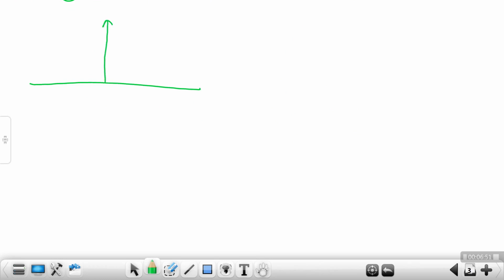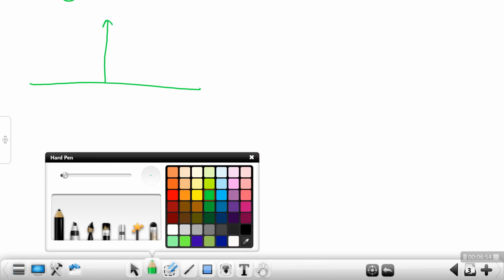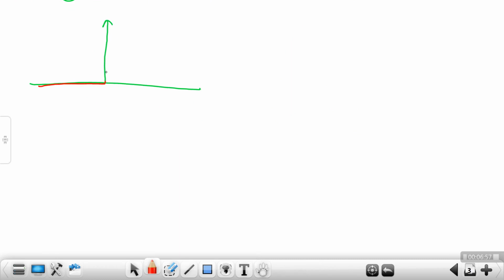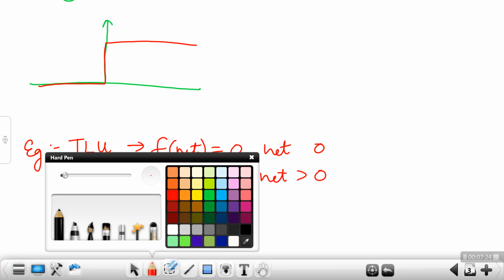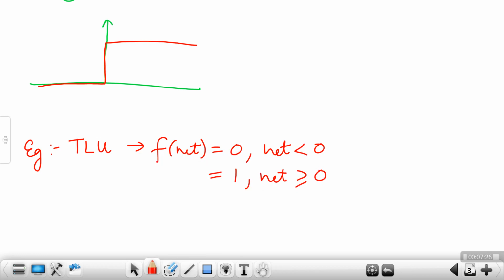Take your TLU function, the threshold logic unit function, which is centered around 0. Let's take one example of the TLU function. What is f of net? F of net is equal to 0 for net less than 0, and f of net is equal to 1 for net greater than or equal to 0. So as you can see, this activation function is centered around 0.